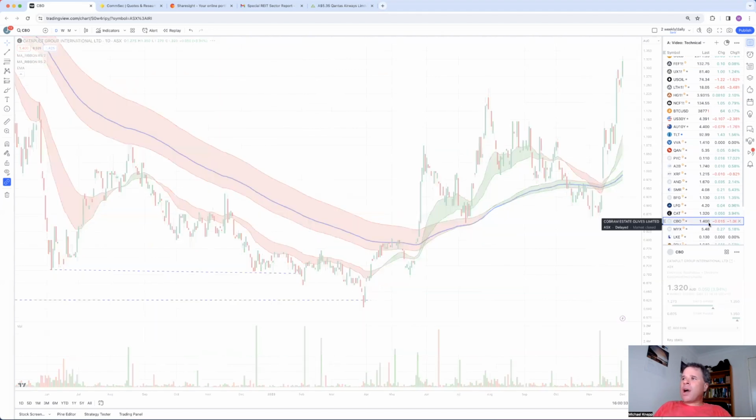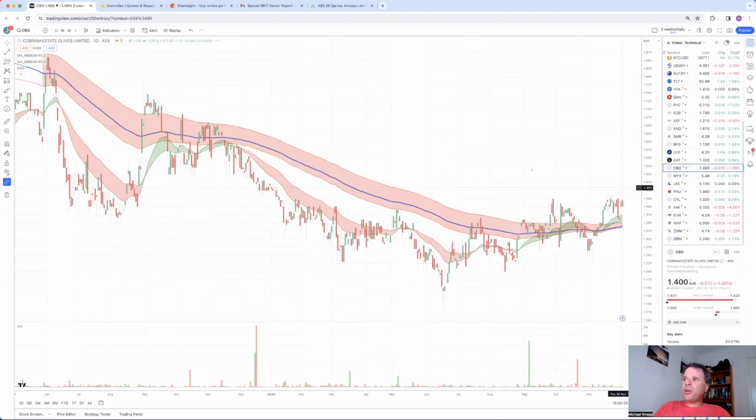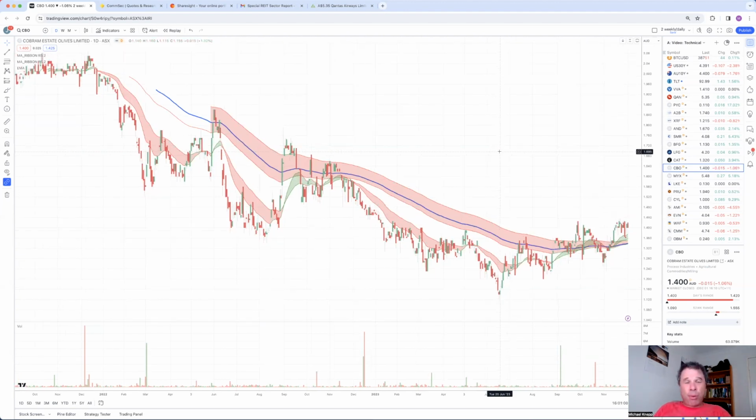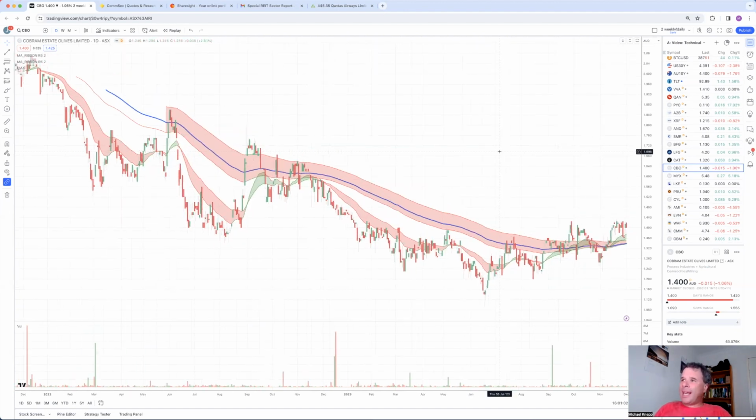Another company that I have shown in previous videos, maybe once, is Cobram Estate Olives. Who doesn't like olive oil? And I think I included this company in another technical update because it does look like the share price has met a bottom. It does look like, just like Latitude, that the downtrend in the company's share price is possibly coming to an end.